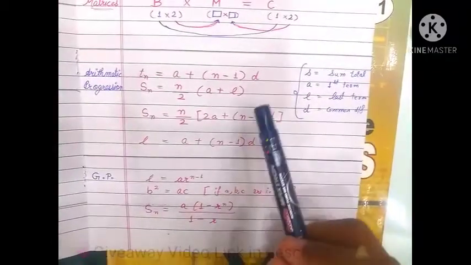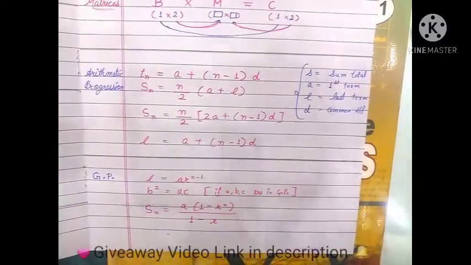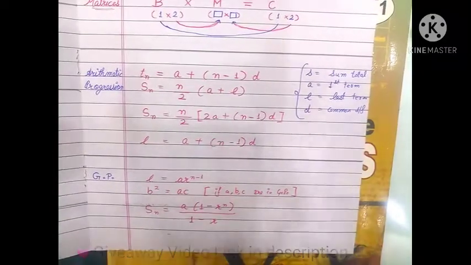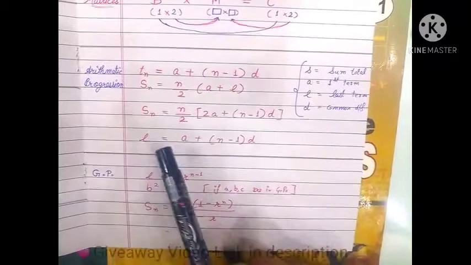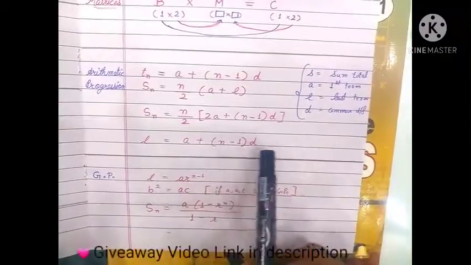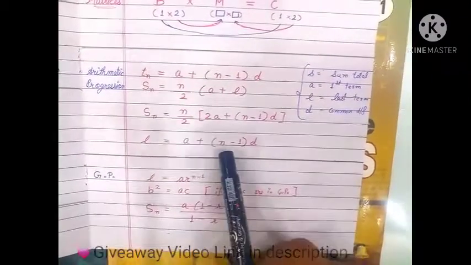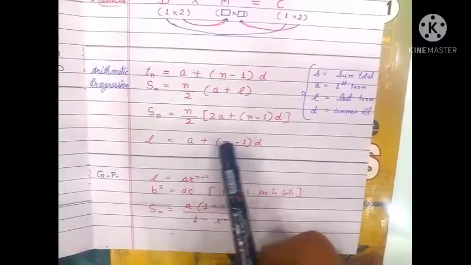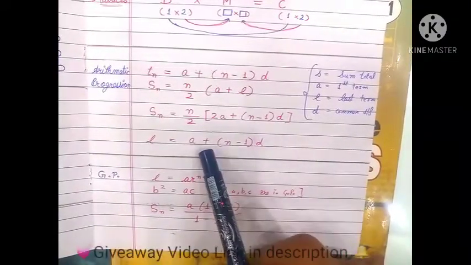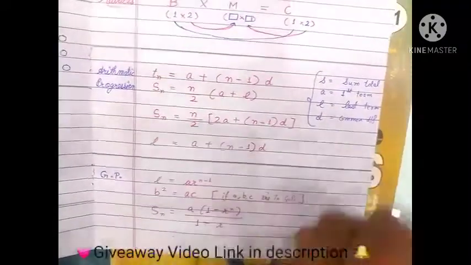Okay, these are the very important formulas, a very easy chapter. If you know how to apply and where to apply the formulas, it's a very easy chapter. Then what is the formula for the last term? It is a plus (n minus 1)d. The term number minus 1, multiplied by the common difference, and after that you need to add the first term, and you will get your last term.